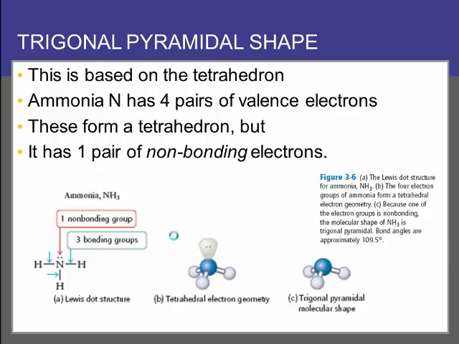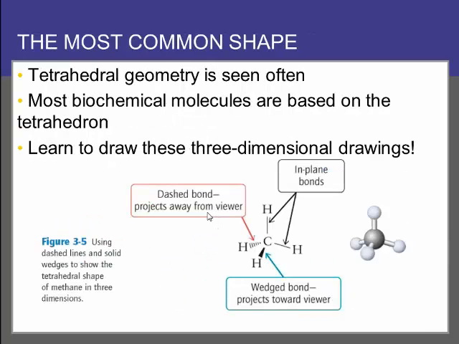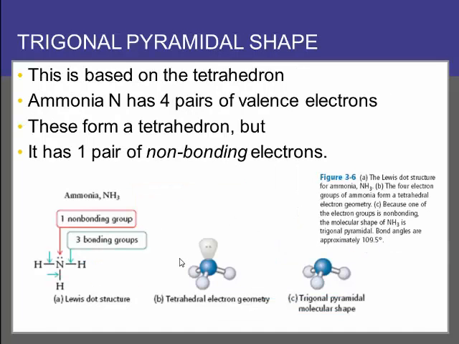So that was tetrahedral electron geometry. 4 electron groups, no lone pairs. If we move on to NH3, here's ammonia. The Lewis dot structure is shown here. It has 4 electron groups, 1, 2, 3 NH bonds, and this lone pair. So 4 electron groups, tetrahedral electron geometry.